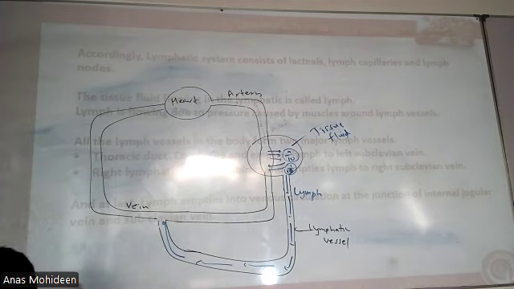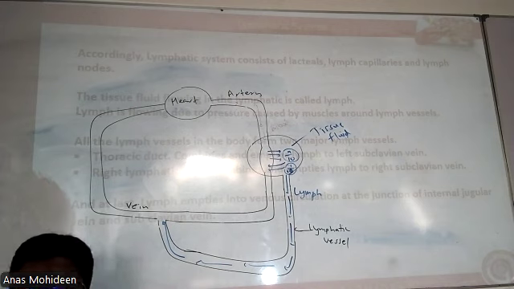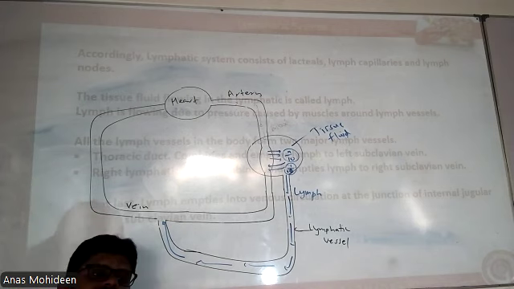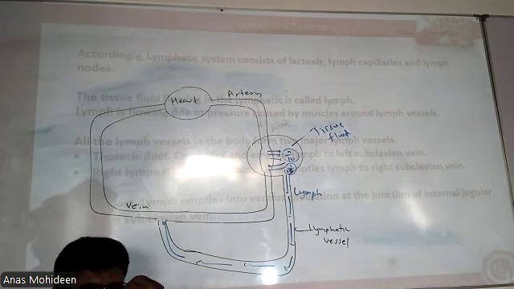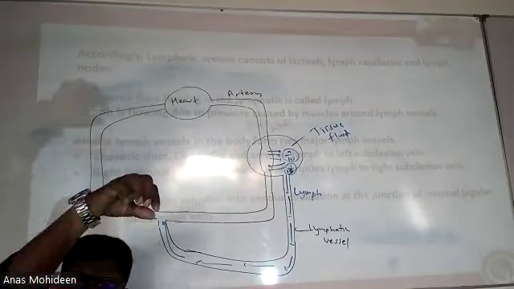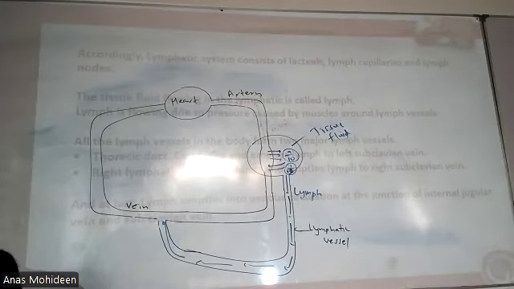So these are the highlighted points. Now, how is this lymph flowing? Because of muscle contraction. When the muscles are contracted, pressure is given, and by that pressure only the lymph is flowing down. So lymph is flowing due to pressure caused by muscles around the lymph vessels.